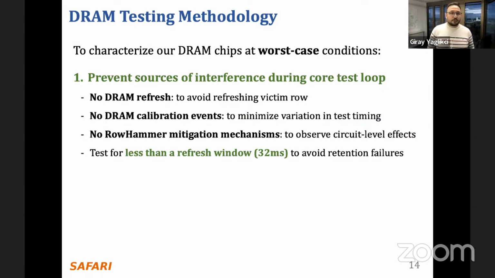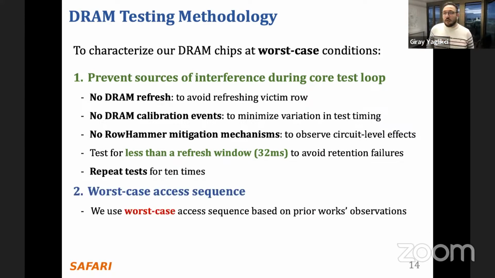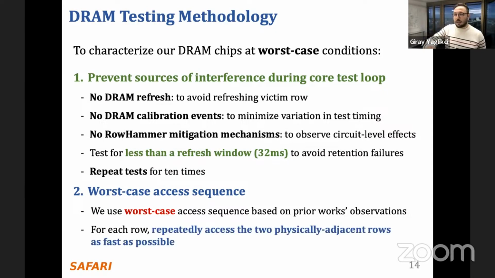And we make sure that all our tests fit into a time window which is smaller than the actual refresh window, so that we do not observe any data retention bit flips. And we repeat our tests 10 times so that we have stable data. We also use the worst-case access sequence, which is basically attacking a victim row from both sides and repeatedly accessing the two physically adjacent rows as fast as possible.